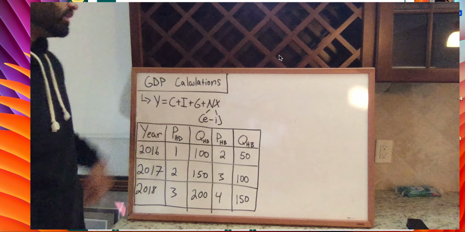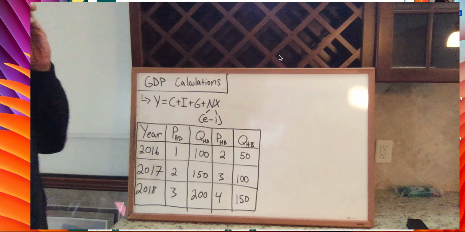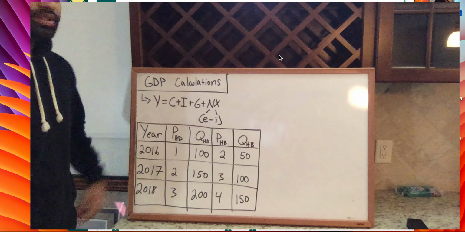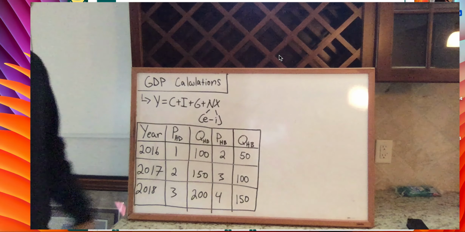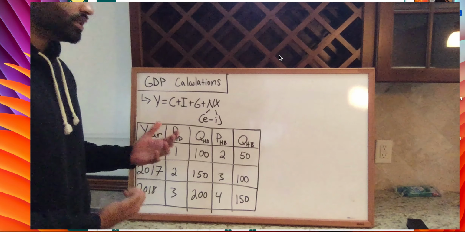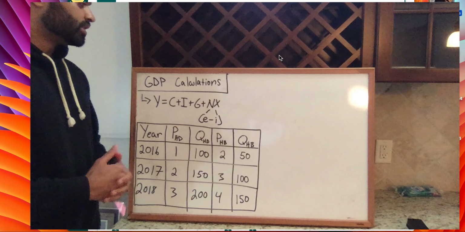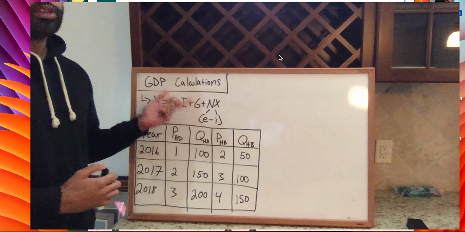We'll start with C. C is consumption. So this is what people spend on as consumer products. We have I, which is investment. This includes materials used to produce your product, as well as housing. Housing is a form of investment. G is government spending or government purchases. So when the government spends money, you'll see this value increase.